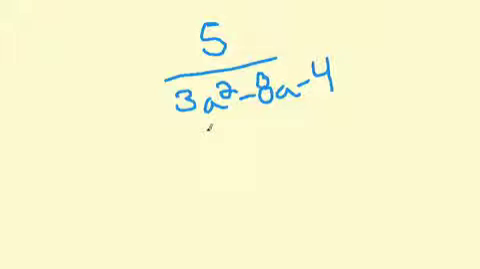Alright, I hope that was a helpful overview for you for simplifying a complex rational expression. Remember, all you do, find the lowest common denominator for every single fraction and multiply every single fraction by that lowest common denominator, and you should be well on your way.